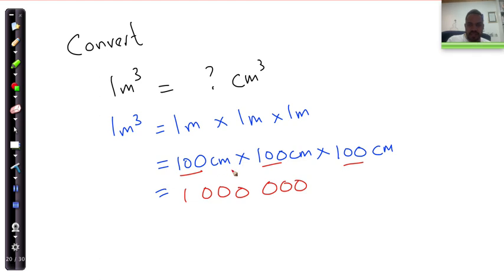right? And centimeter times centimeter times centimeter gives me centimeters cubed, right? So that's an important thing to note as well. So let us go on to a few examples.